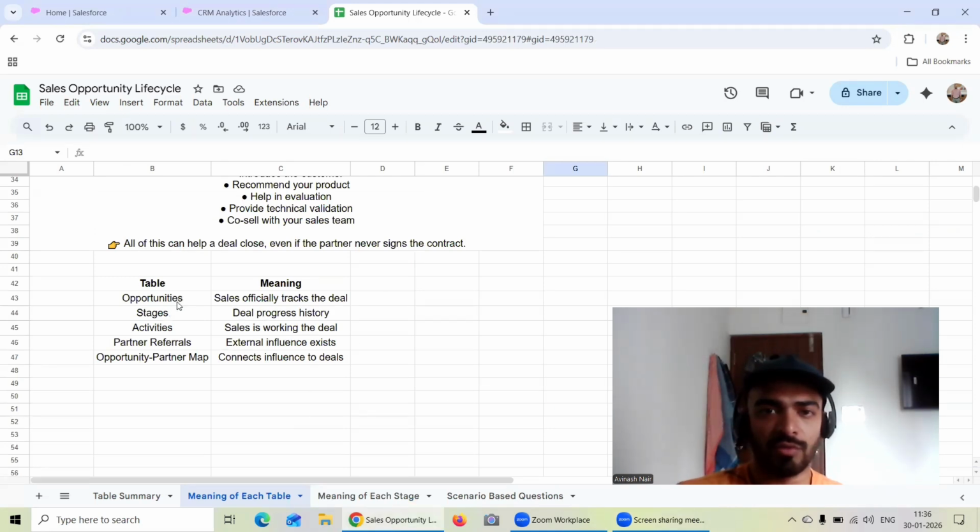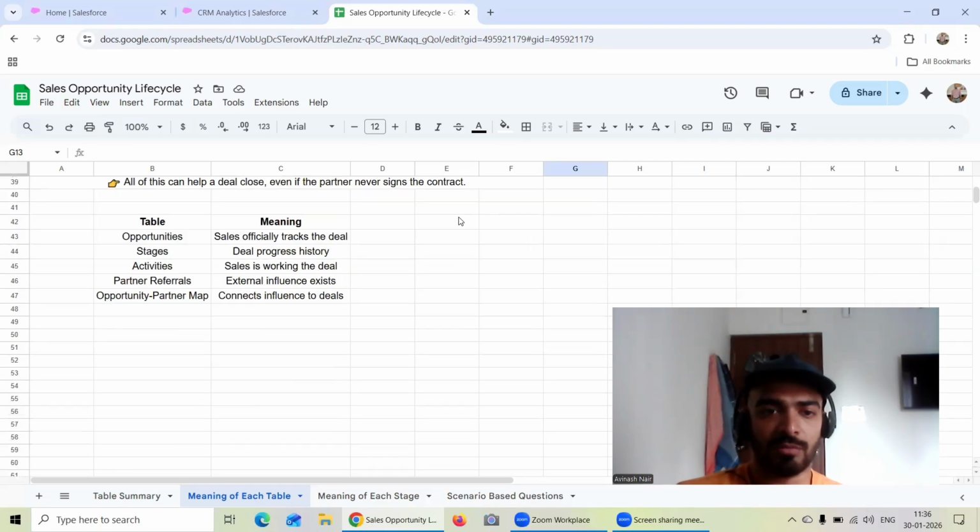So in the previous video, we understood the meaning of each table, just to give you an overview of what each of those means. So we went through this part one by one, and we have the opportunities table, which helps us to officially track the deal. It's sales officially tracking the deal. Stages, it basically shows us the deal progress stage.